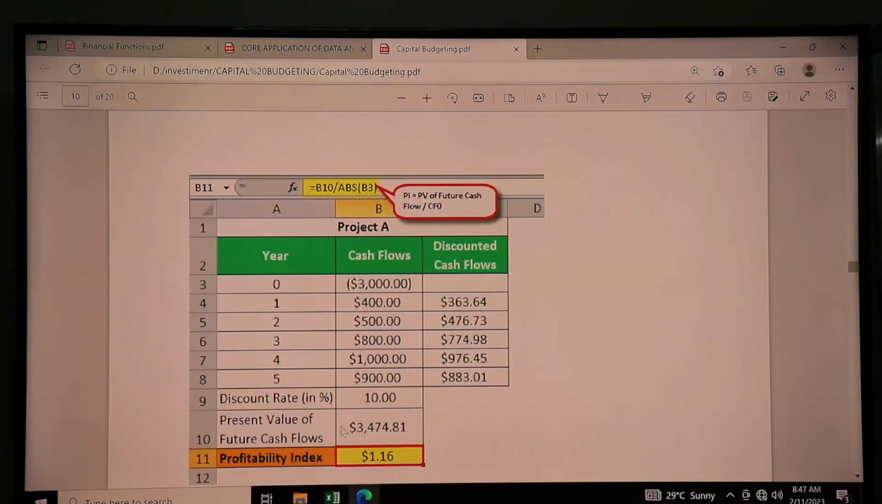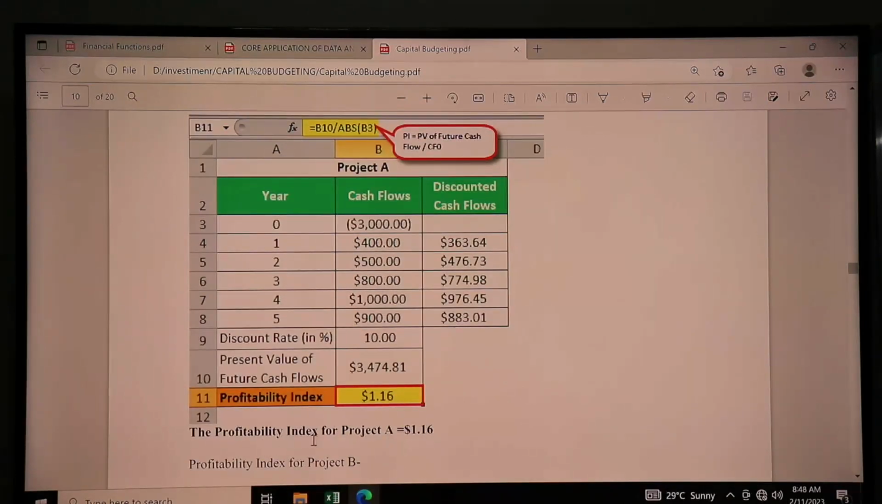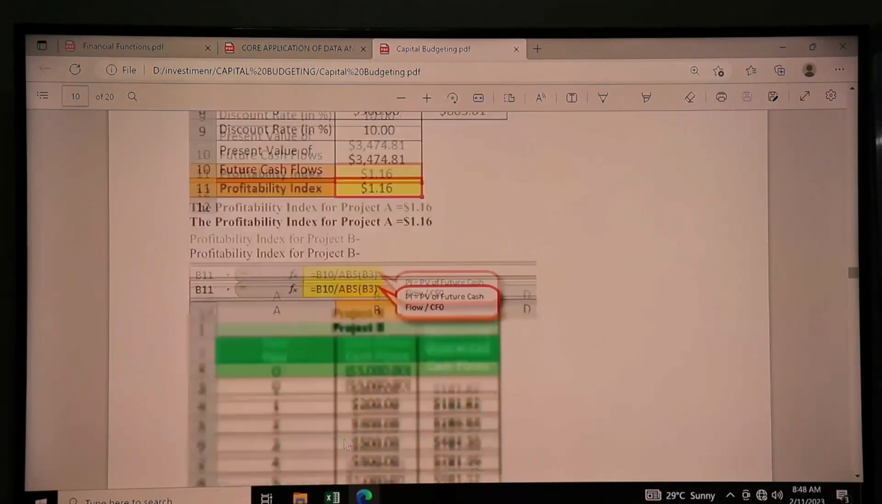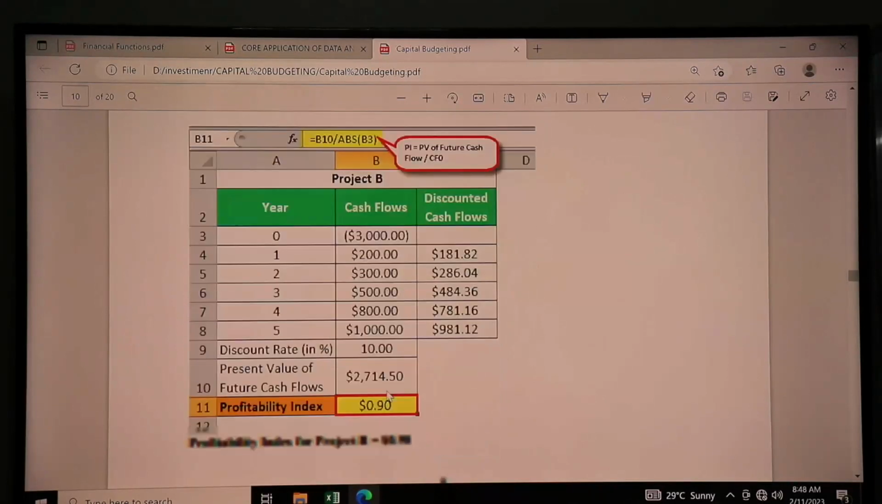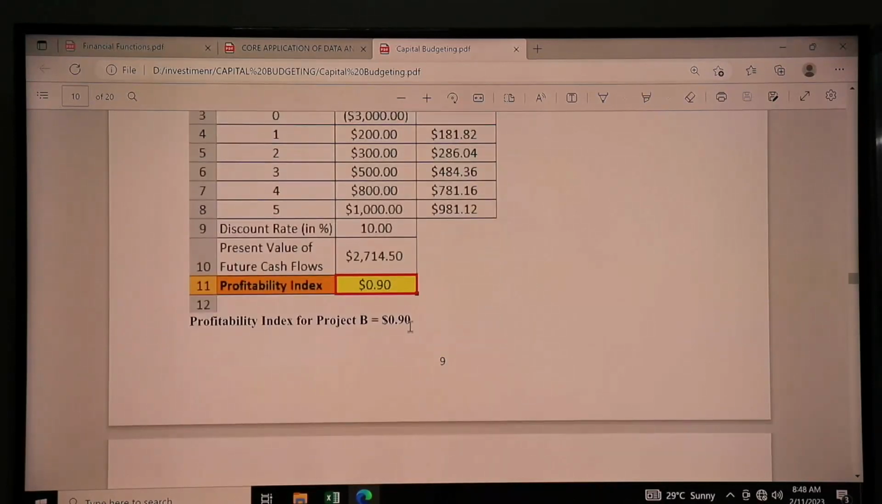The present value of the future cash flow is given down here. First, you compute the present value of the future cash flow. You get it there, then from there you calculate this. The profitability index for project A is given as this amount, and the profitability index of project B using the same formula is given as 0.09. The first one was 1, the second one was 0.09.